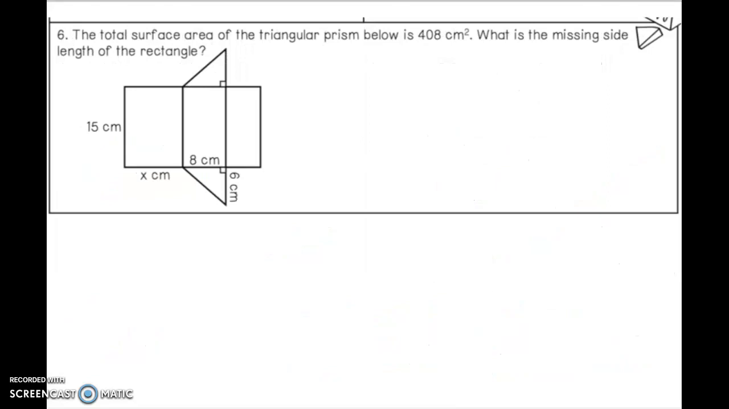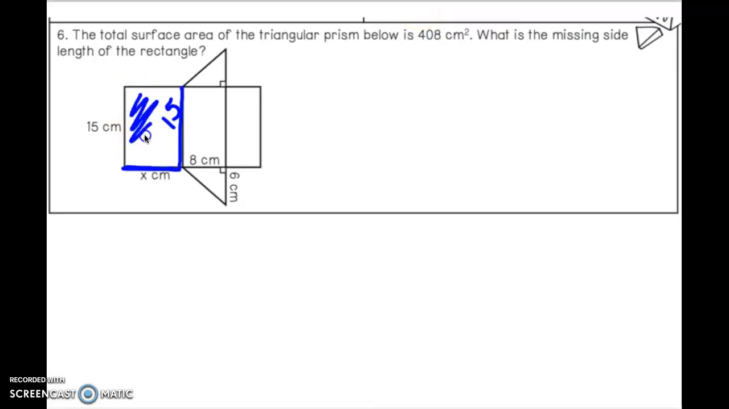And the last one, we are missing a side length. So something here, we've got to figure out what that one is. We know each of these are 15. We know that is 8. So we've got to figure out what is the area of everything but that side. So area equals base times height. So it's 408. So let's find out what we do know.